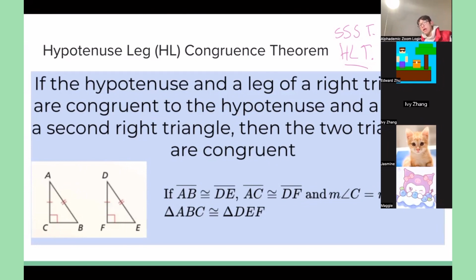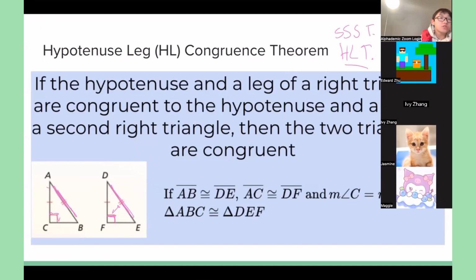So if segment AB is congruent to segment DE, segment AC is congruent to segment DF, and the measure of angle C is equal to the measure of angle F, which is 90 degrees, then triangle ABC is congruent to triangle DEF. Basically, as long as the hypotenuses are congruent, the angle opposite to the hypotenuse is a right angle, and the legs are congruent, then we can use the HLT.